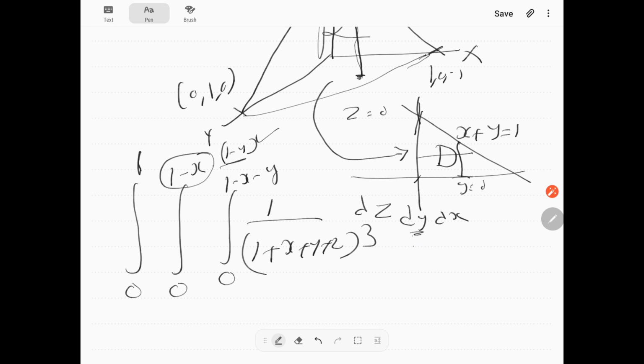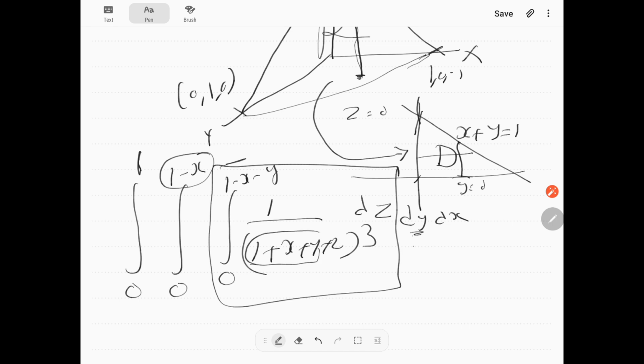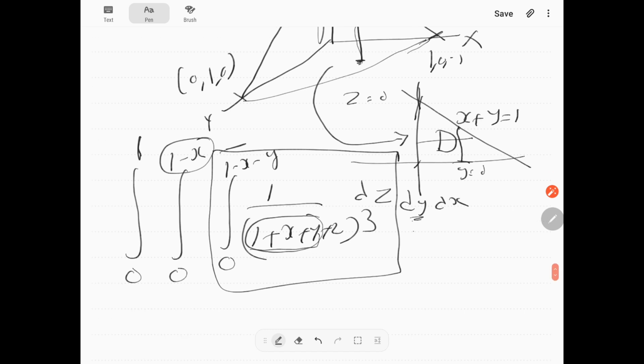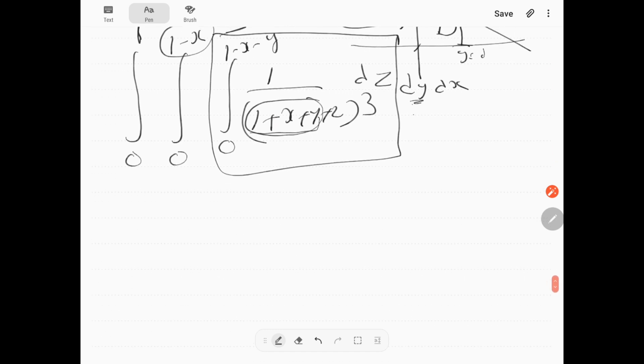So I will evaluate this. It is simply the integration with respect to z. Your 1 plus x plus y is entirely a constant. So it's something like 1 by (a plus z) whole cube. How do you integrate 1 by (a plus z) whole cube?